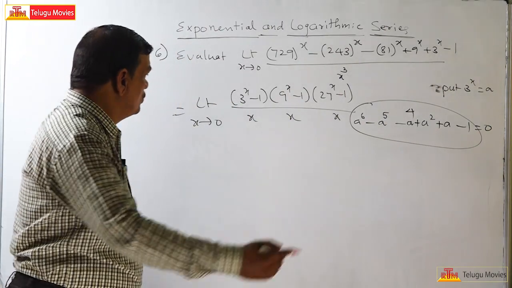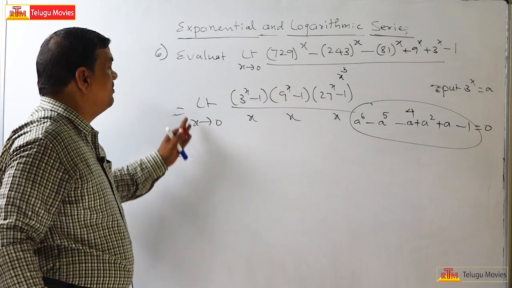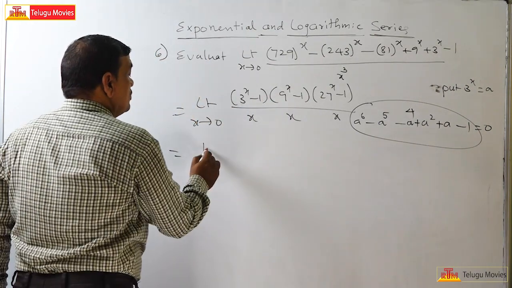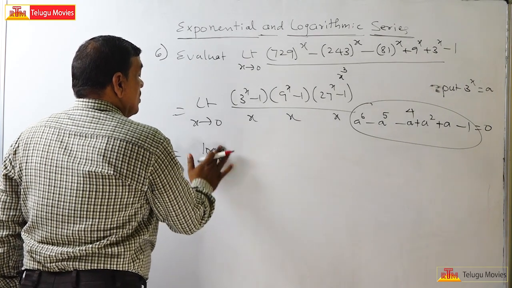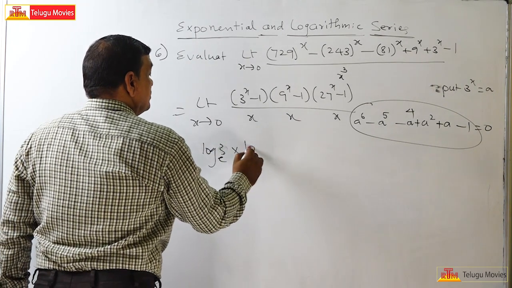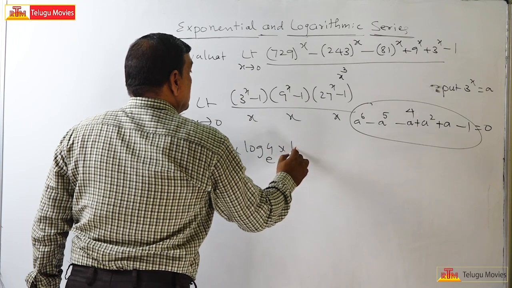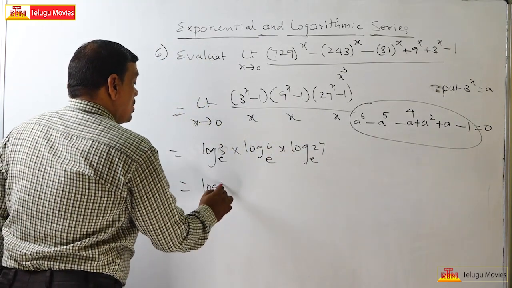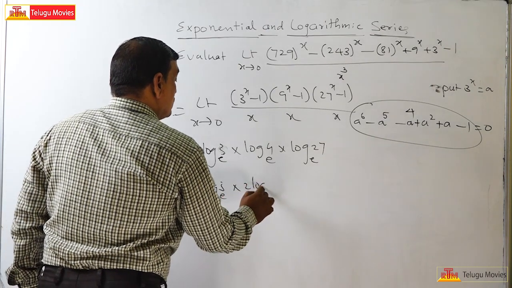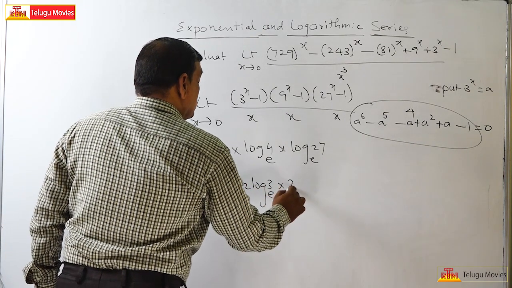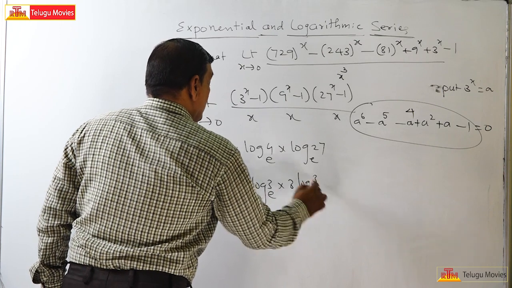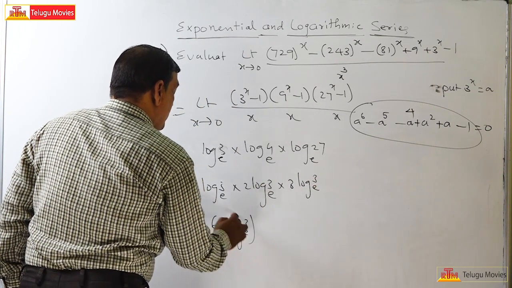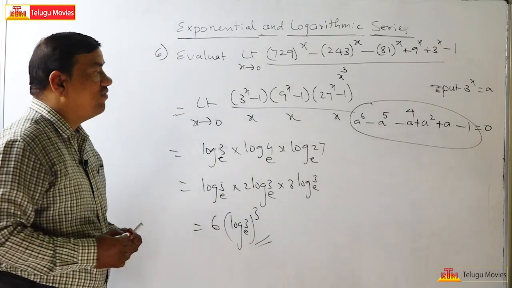Now afterwards we can separate the limit x tends to 0 for all three terms and write it down. This is log 3 to the base e, this is log 9 to the base e, and this is log 27 to the base e. So this is log 3, this is 2 times log 3, and this is 3 times log 3. This is equal to 2 threes are 6 into log 3 to the base e, whole cube. So this will be the final answer.